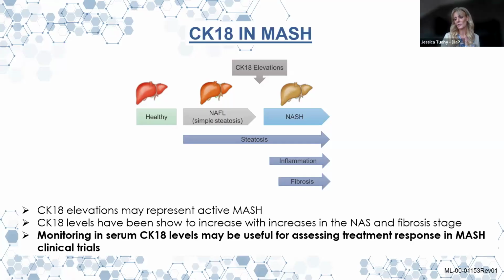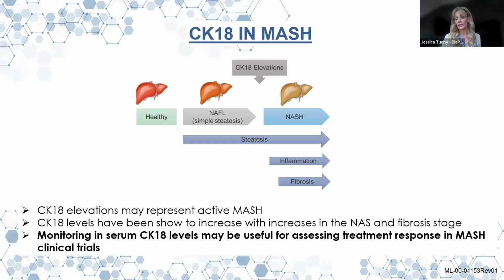Because apoptosis is thought to be one of the drivers in the progression of MASH, elevated CK18 levels may mean active disease. So the more CK18, the more active disease. I'll show some more data in a few more slides, but CK18 levels have been shown to correlate with the NAS and also with fibrosis.